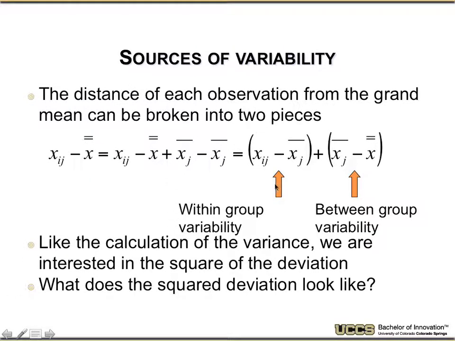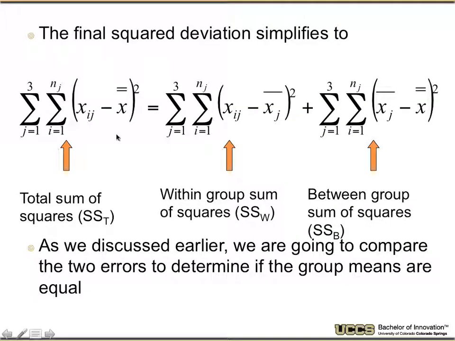If I try to compute variance, there are really two differences: the difference between a variable and its mean, and the difference between the mean of that class and the grand mean. Those are the two different things that show up. If I take the deviation of a variable from the grand mean and square it, I can break that up into two parts: the difference between the variable and its mean squared, plus the difference between the mean and the grand mean squared.